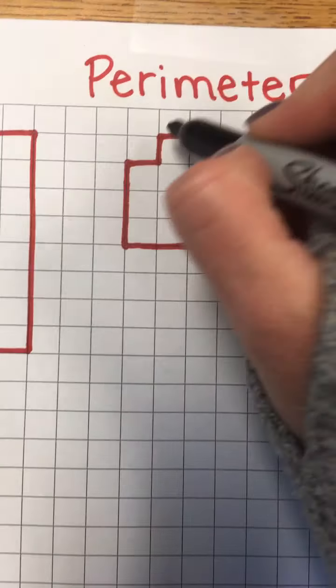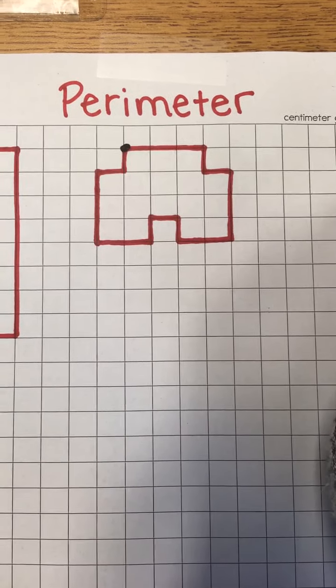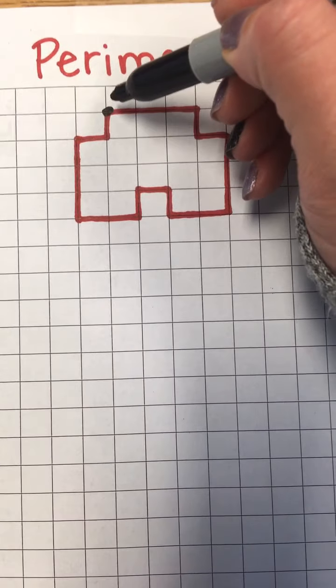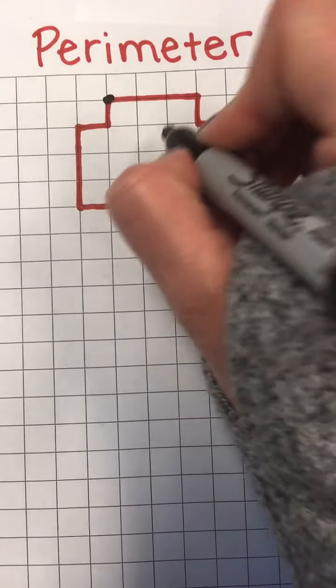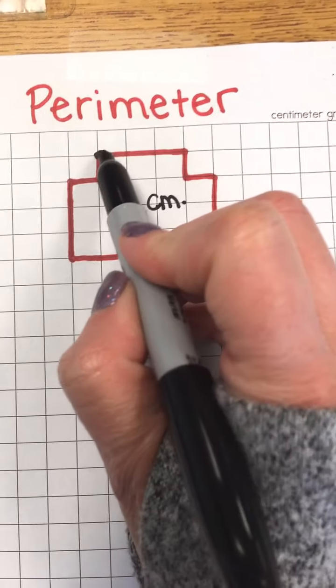And what we did, remember, we picked a starting point, okay? And if you put a dot there, then you know where you started and you know where you have to finish, okay? And we're going to count our units. These are centimeters, so our label is going to be centimeters for our perimeter. And let's go ahead and start.